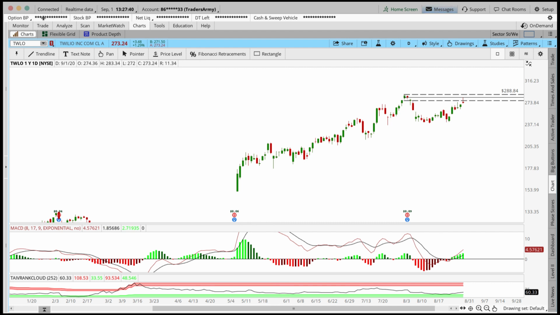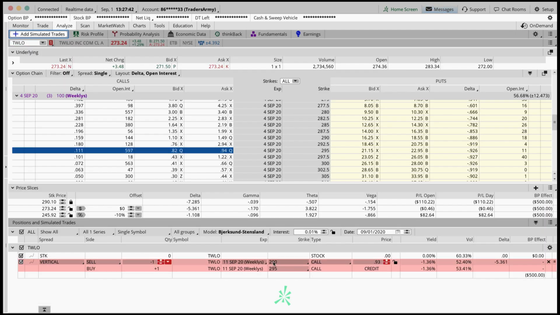So I go over to the Analyze tab, where I've already set the trade up, selling a $290 strike call and buying a $295 call above it. Basically what we're anticipating with this bearish call spread is that Twilio stays below 290 over the next 3 calendar days. So this is just a 3-day trade. 290 to 295 is going to be our spread width, so $5 wide. Right now, this position is quoting 93 cents credit per share or $93 per contract.